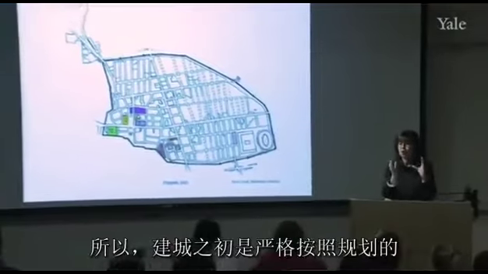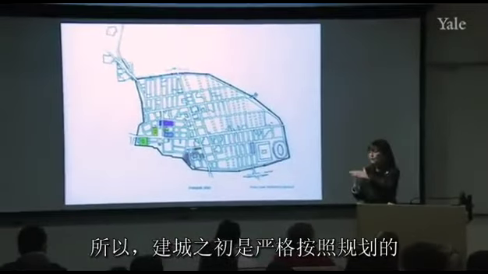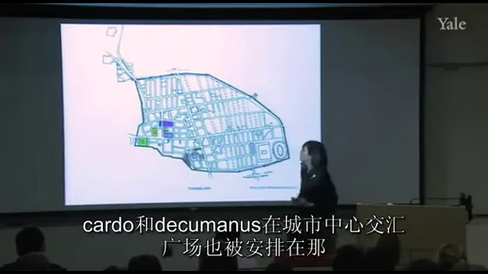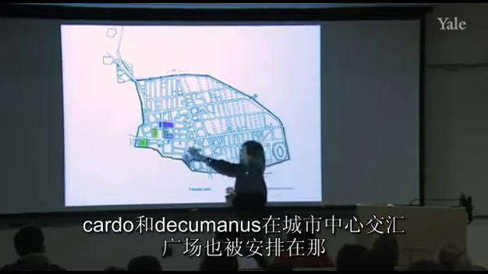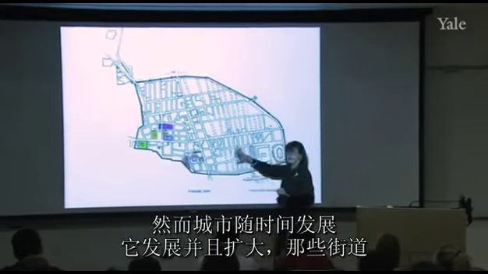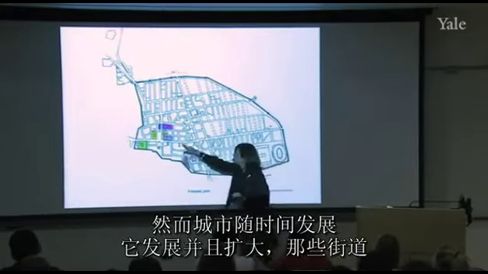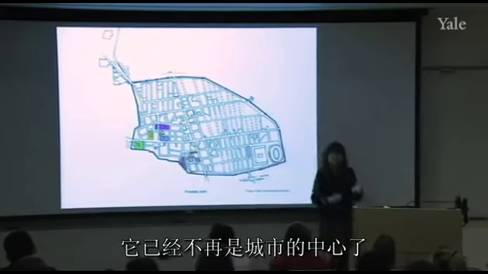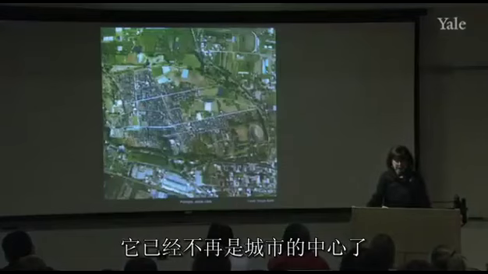So it began as a quite regular plan, Cardo and Decumanus intersecting at the center, Forum right at the intersection of those two, and then over time it grew and expanded, and the same street, the Cardo, expanded, although it was no longer exactly at the center of the city.